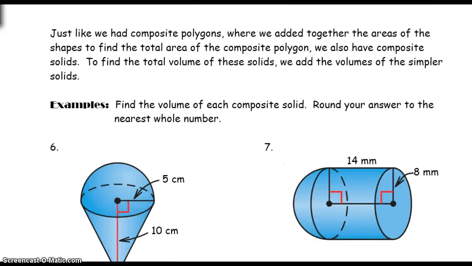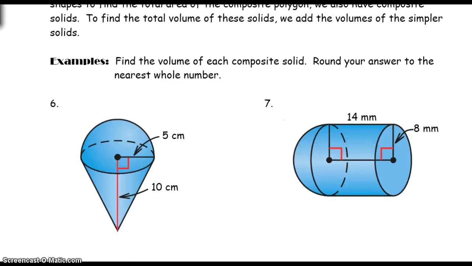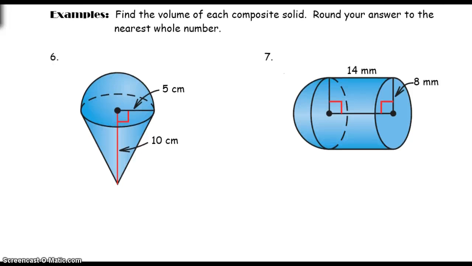So let's move it down here. Just like we had composite polygons where we added together the areas of the shapes to find the total area of the composite polygon, we also have composite solids. To find the total volume of the solids, we add the volumes of the simpler solids. So basically what we're going to do is break up our picture into different solids.